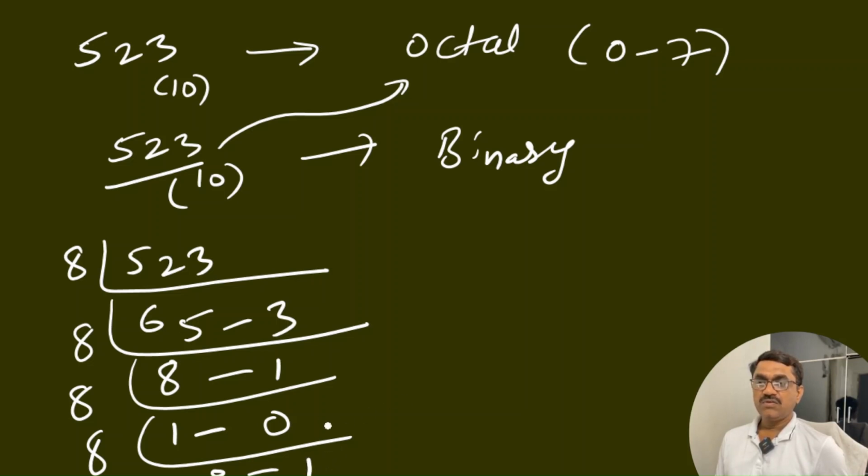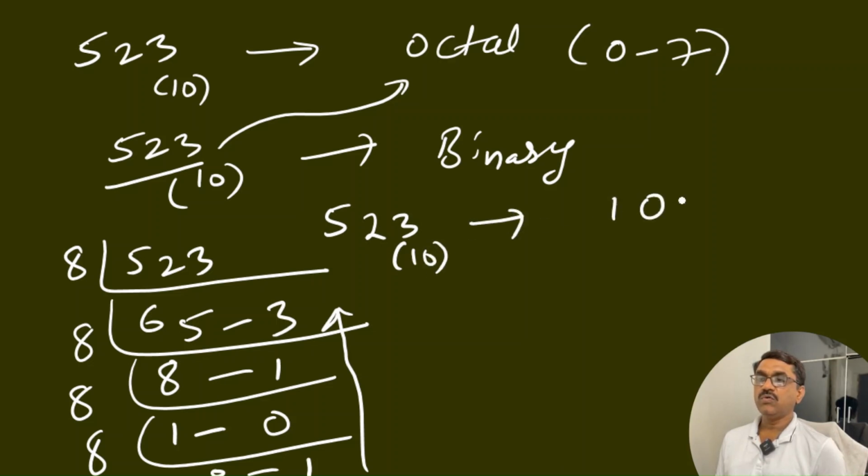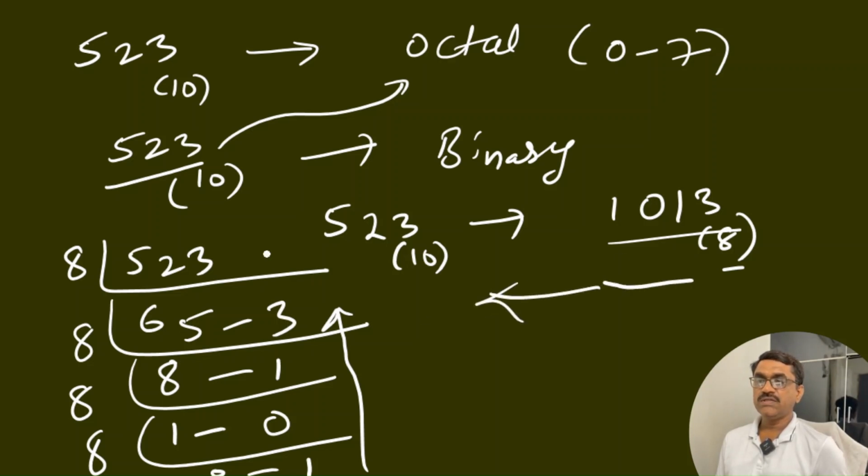Now, as I said, to represent the octal equivalent, you read from bottom to top, means 1013. That means the equivalent of the decimal number 523 in octal is 1013. This is octal 1013, base 8. This is how to convert the decimal number 523 into the octal number 1013. If you want to verify whether the answer is correct or not, just take the number in octal and convert it into decimal.